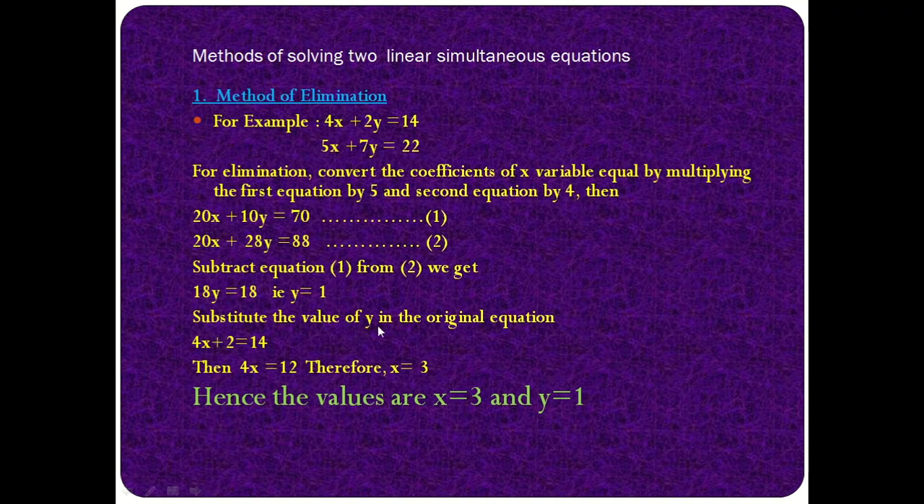Then substitute the value of y in the original equation. Original equation, this one, 4x plus 2y is equal to 14. So 4x plus 2y, y is equal to 1, so 2 into 1 is equal to 2, is equal to 14. So 4x is equal to 14 minus 2, that is equal to 12. Therefore x is equal to 12 divided by 4, x is equal to 3. Hence the values of unknown variables are x is equal to 3 and y is equal to 1. So this method is called method of elimination.